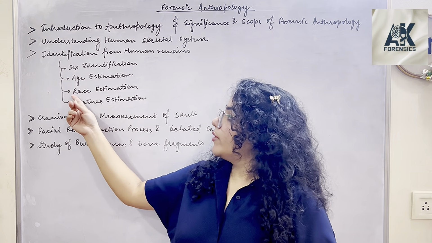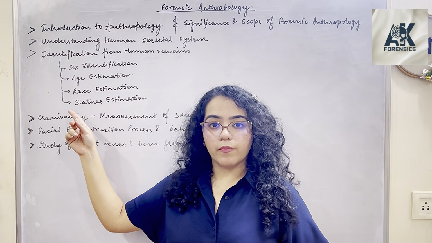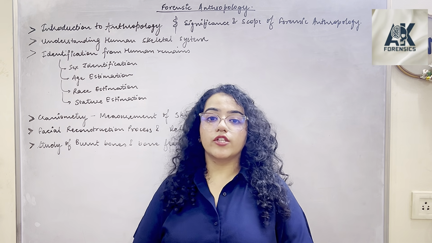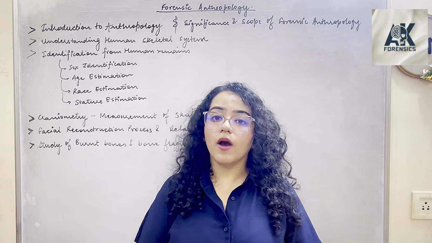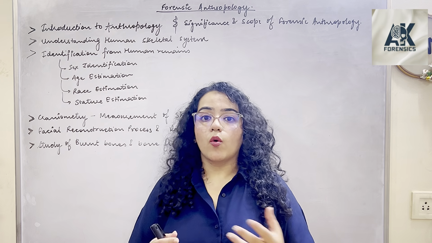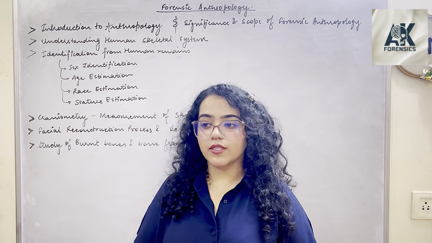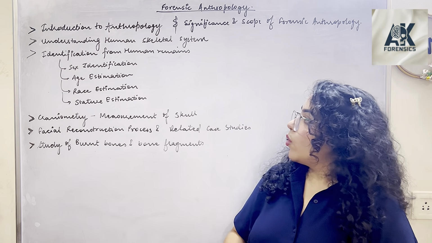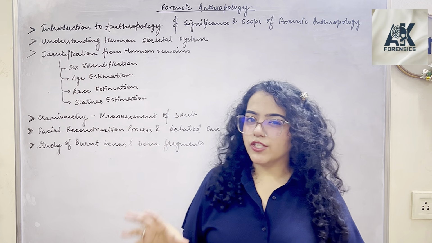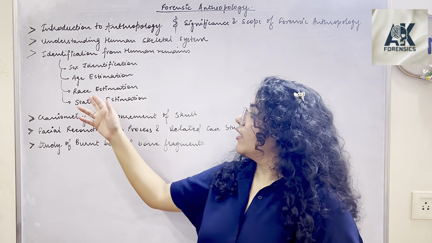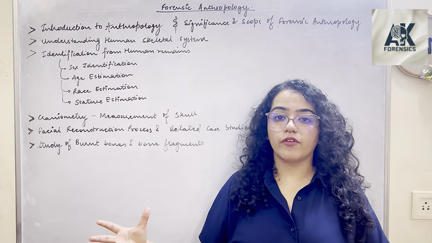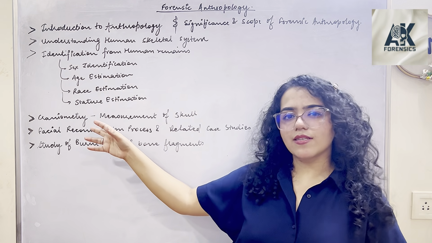Are we able to estimate the race of an individual, which part of the globe the person belonged to? Was it Caucasian, Mongoloid, or was the person of Negroid race? Okay, so the sex of an individual, the estimation of age at the time of death, the race of an individual, the stature, the height, the build of an individual. Are we able to assess all these things?